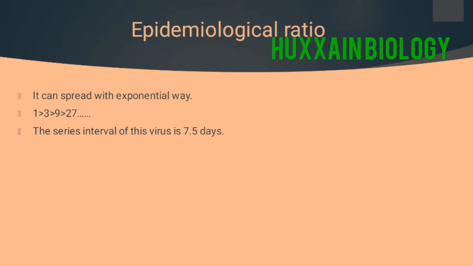How? For example, if one person is infected, that one person can infect a further 3, and the 3 can infect 9, the 9 can infect 27, so there is exponential growth. The serial interval of this virus is 7.5 days, so it's quite easy.